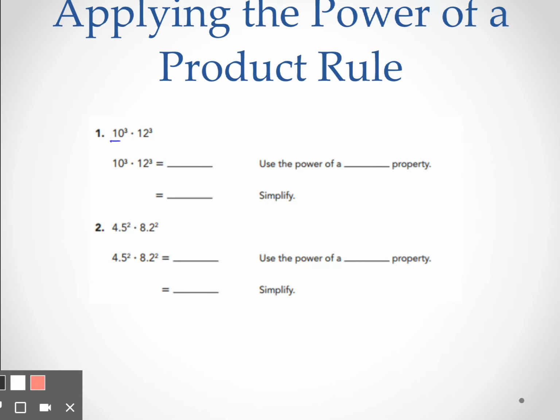Here we have 10 to the third times 12 to the third. So I'm going to apply the power of a product property because both exponents are the same, even though the bases are different. So I'm going to put both bases, 10 times 12 here in parentheses, and raise it all to the third power. And then to complete my simplification, I do my multiplication. 10 times 12 is 120 to the third power.